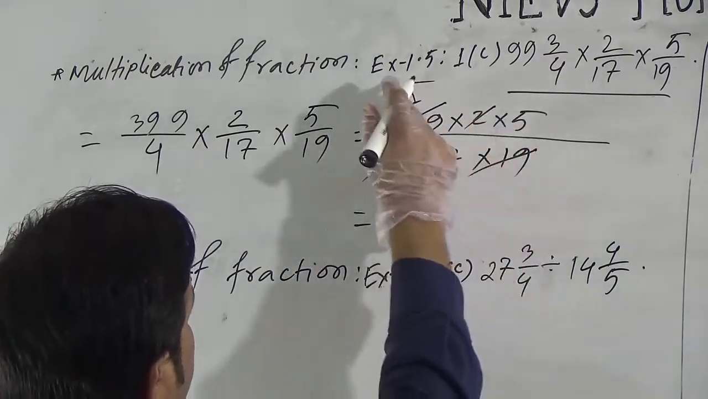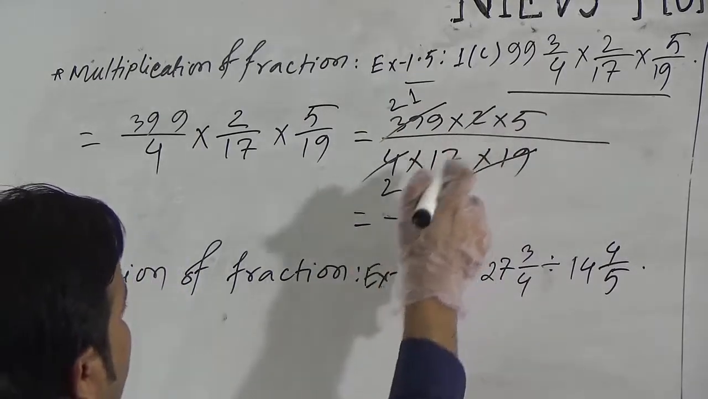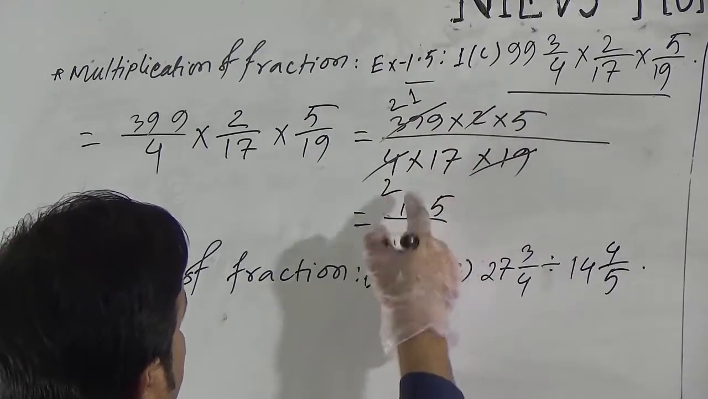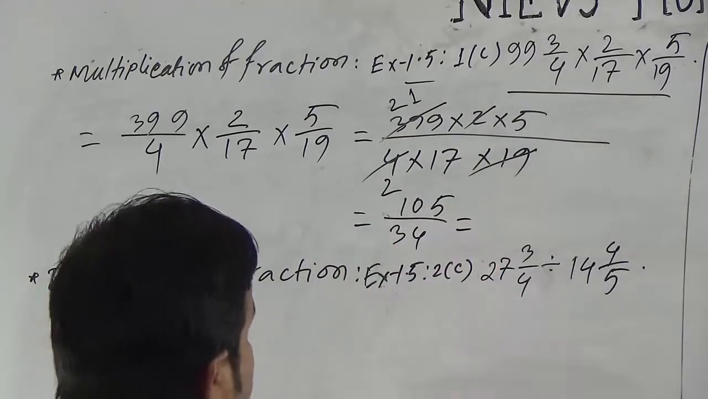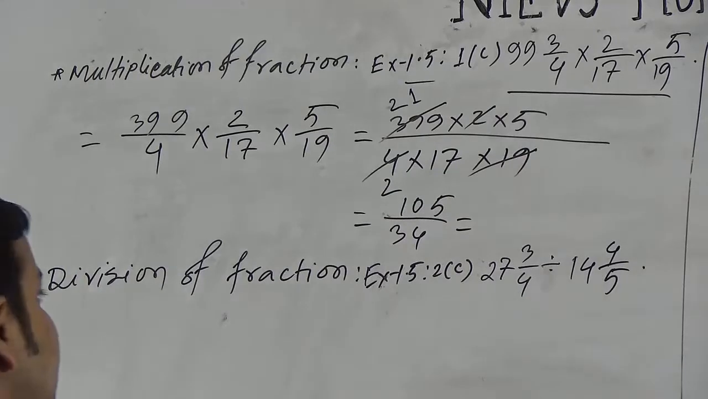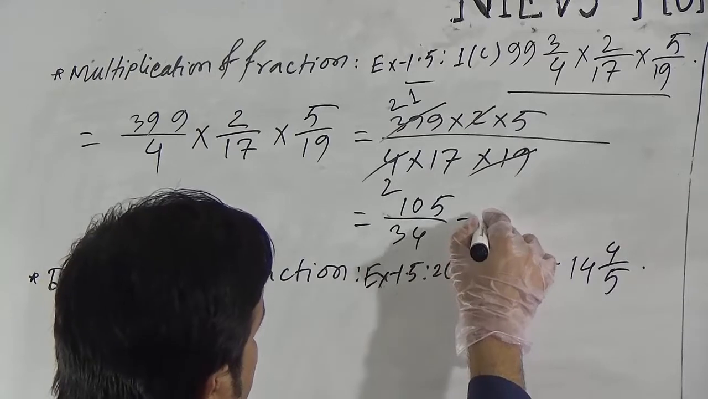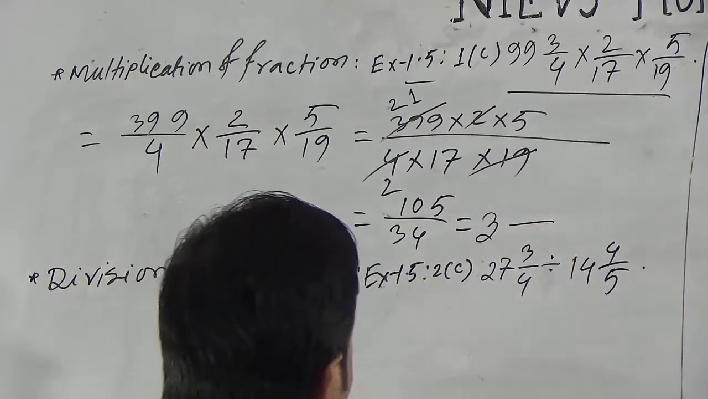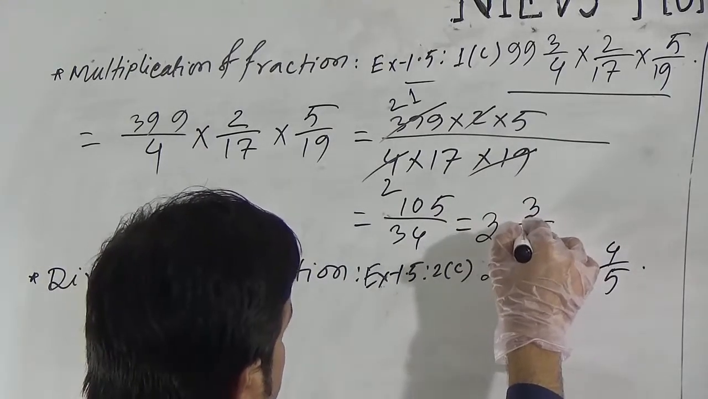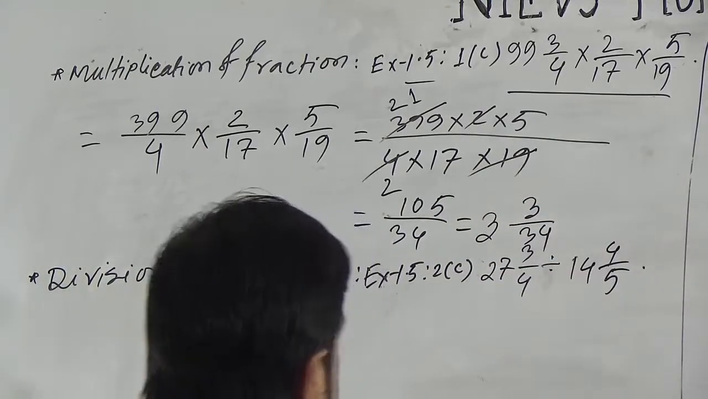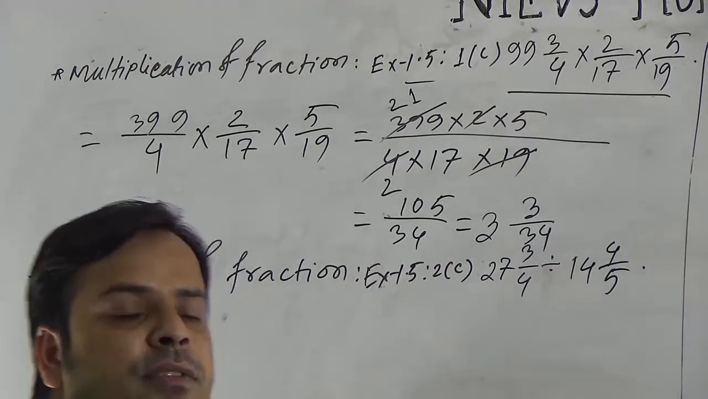So we have to write here, multiplying 21 and 5, 5 ones are 5, 5 twos are 10, and we have to multiply 17 by 2, that is 34. As this is an improper fraction, we have to convert this into mixed. We can take 3 times. If we take 3 times, it will be 102. So 3 will remain and this will be 34. So you can say 3 integer 3 by 34 is our required answer for the first question.